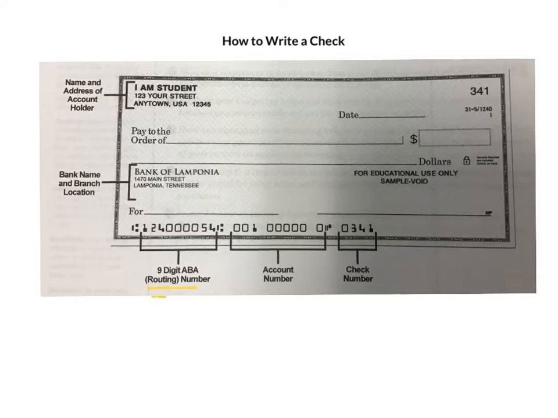The routing number, you do need to know what that number is. It's always the first 9-digit number, and you see it's got these funky little brackets on either side. A lot of times when you set up a payment online and you use a check, it will ask for the routing number. This is the number that will direct any company straight to your account.